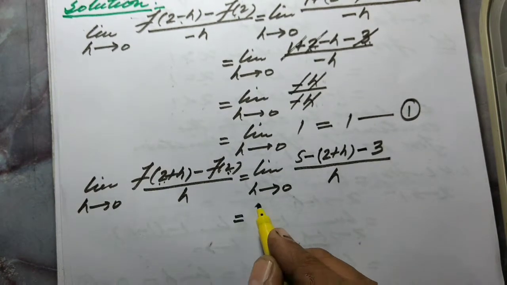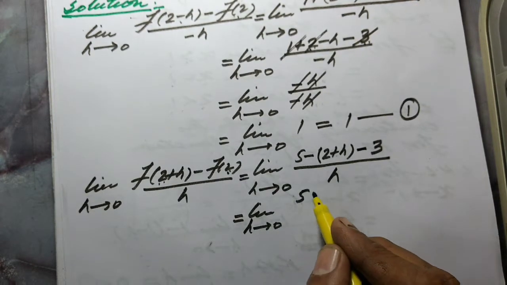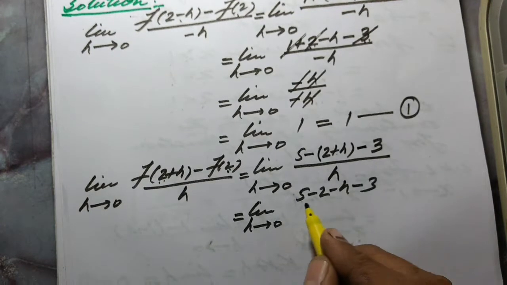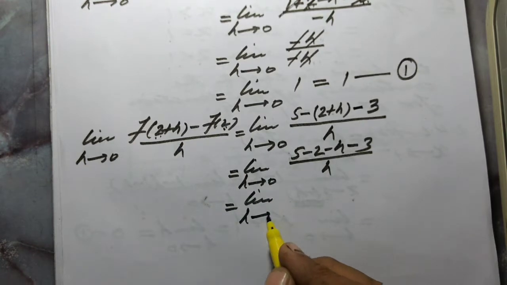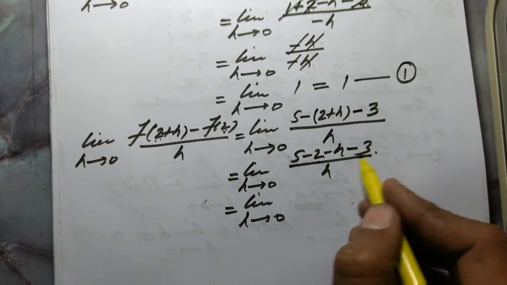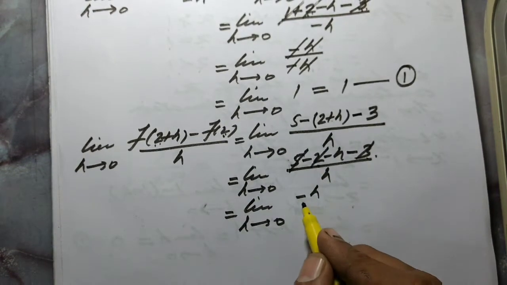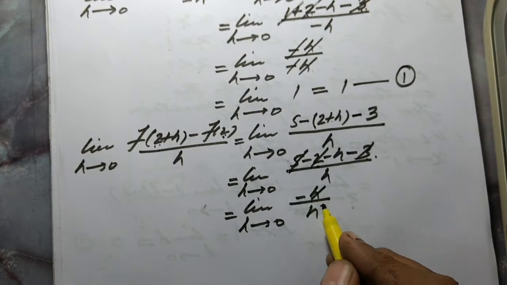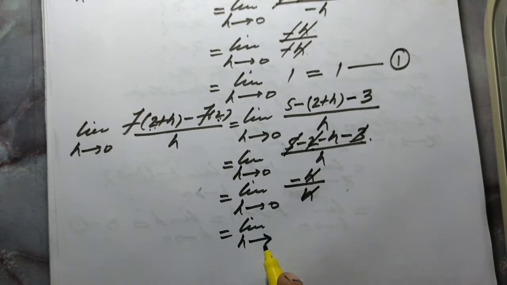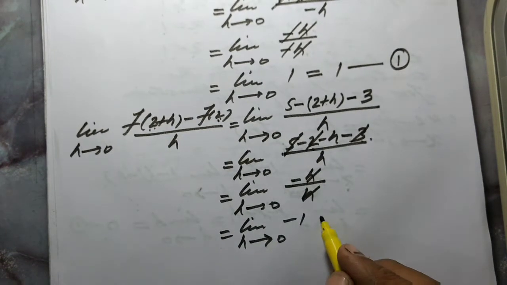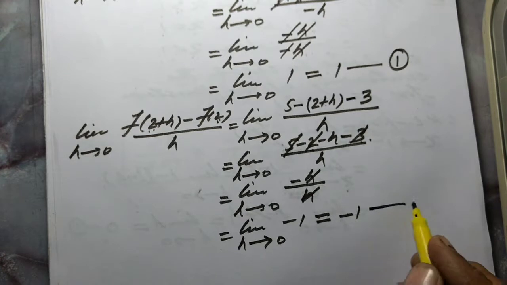Now limit h tends to 0. If we open the bracket, we have 5 minus 2 minus h minus 3 upon h. Here minus 2 and minus 3, negative 5 and positive 5 cancel each other, and we have only minus h in the numerator and plus h in the denominator. h is cancelled by h, and we have limit h tends to 0 of minus 1. Now applying the limit, we have minus 1 because there is no h. Let it be equation number 2.